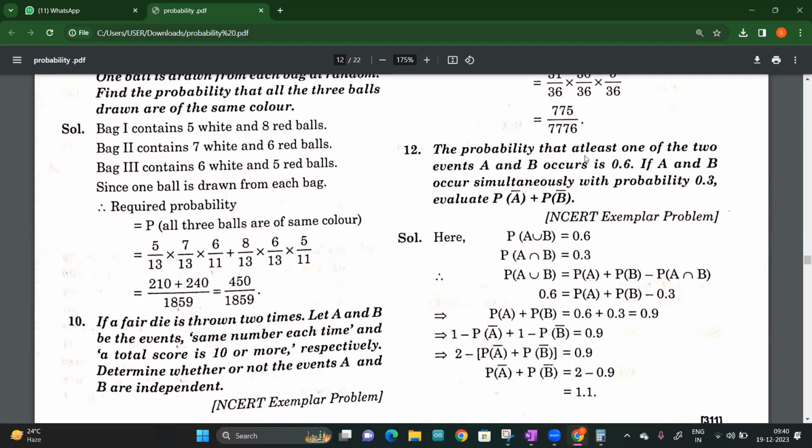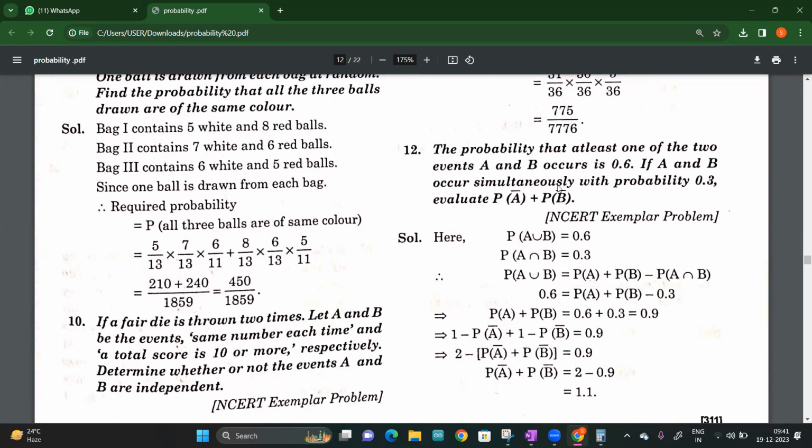So remember this word: at least one of A comma B. If he says at least one, then you can write A union B. Okay? 0.6. If A and B occur simultaneously, simultaneously means at the same time. At the same time means when you switch on that light, at the same time you are pressing that switch, the light will be lightened, right? Both are happening at the same time. So that is called simultaneously.